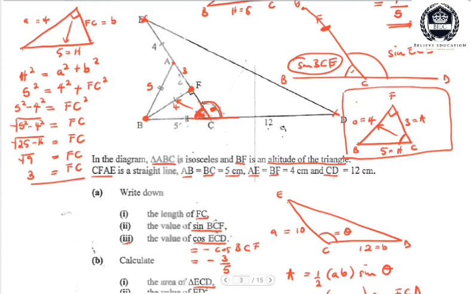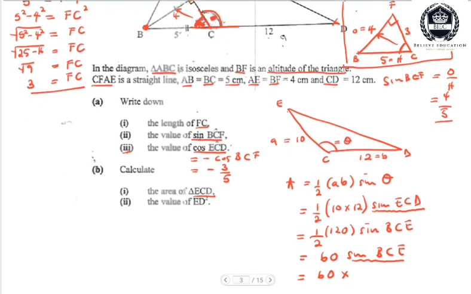If I want that now, this one is my opposite, so my adjacent is this one, my hypotenuse. So sine BCF will be equal to opposite over hypotenuse. So if it is opposite over hypotenuse, my opposite here is 4 and my hypotenuse is 5. So I have 4 over 5.